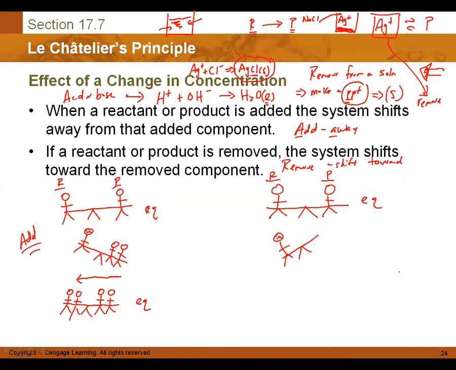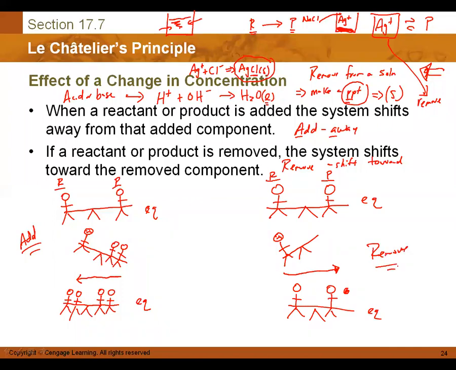And to fix this, obviously what we can see is we now need more people on the right. So it's actually going to shift towards the side we removed it from. And when it shifts towards that side where we removed it from, we will once again reach equilibrium at this point. So again, this would be when we remove.